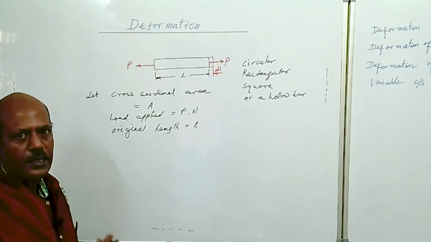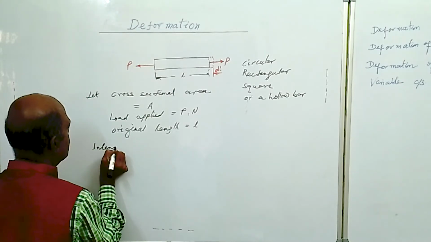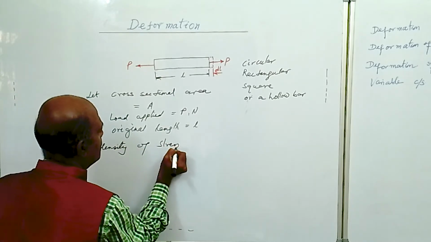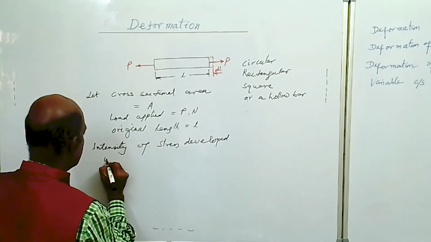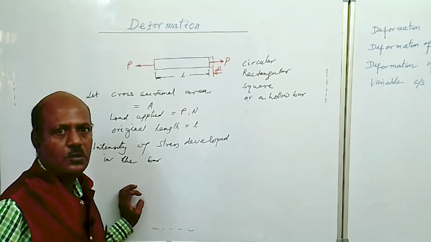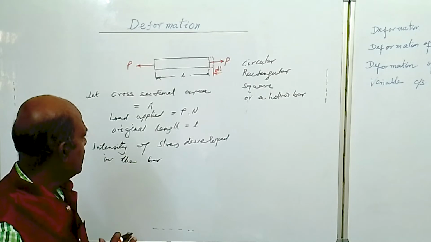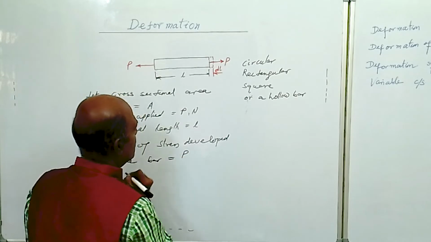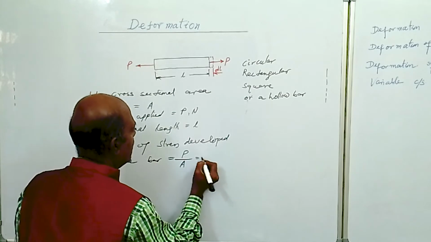Now what is the intensity of stress developed in the bar? So first we will find the intensity of stress developed in the bar. It is given by, so we have studied the stress. Now what is the intensity of stress developed in the bar is given by the resistance developed in the member divided by the original cross sectional area A. So it is given by sigma.